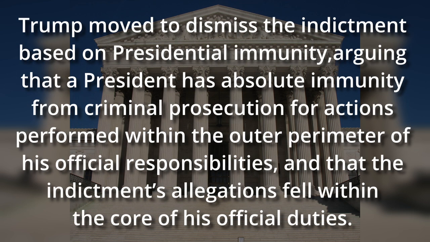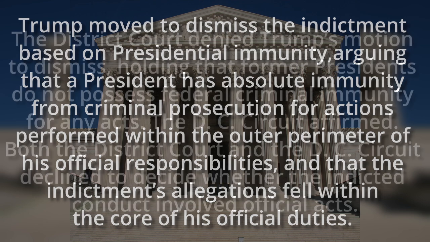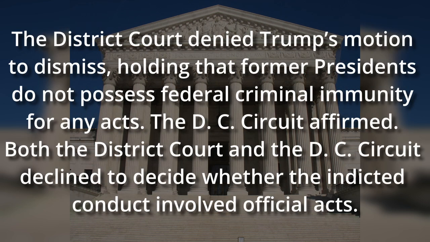Trump moved to dismiss the indictment based on presidential immunity, an argument that a president has absolute immunity from criminal prosecution for actions performed within the outer perimeter of his official responsibilities, and that the indictment's allegations fell within the core of his official duties. The district court denied Trump's motion to dismiss, holding that former presidents do not possess federal criminal immunity for any acts. The D.C. Circuit affirmed.